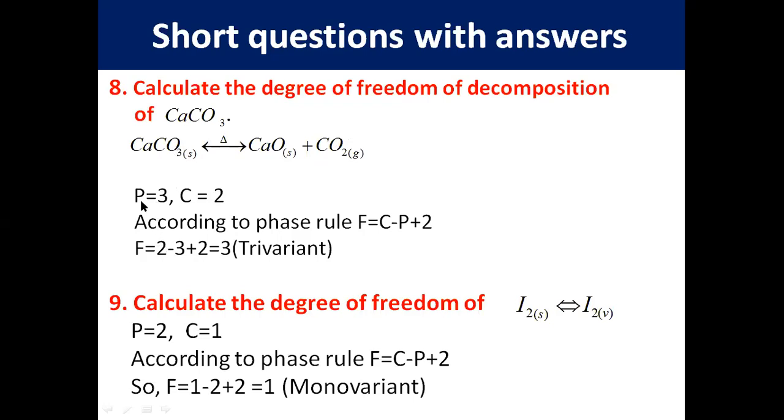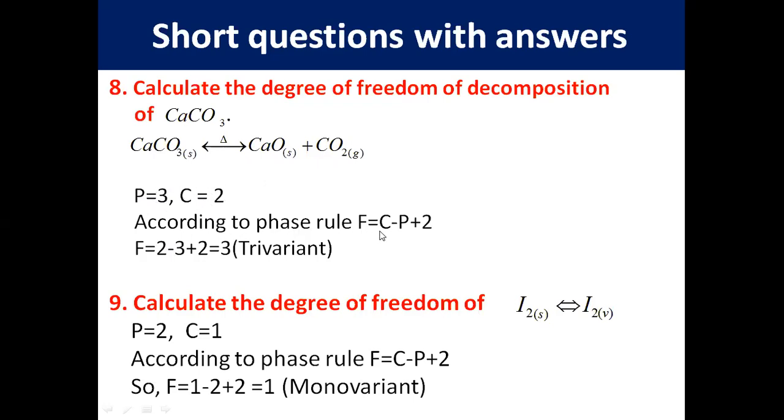So P stands for the number of phases. So P is equal to 3: 2 solid phases and 1 gas phase. And in this case, the component will be equal to 2. C stands for component. So C is equal to 2 because 3 compounds are present here and the composition of each compound can be expressed with the help of at least 2 constituents. So that's why the component will be 2.